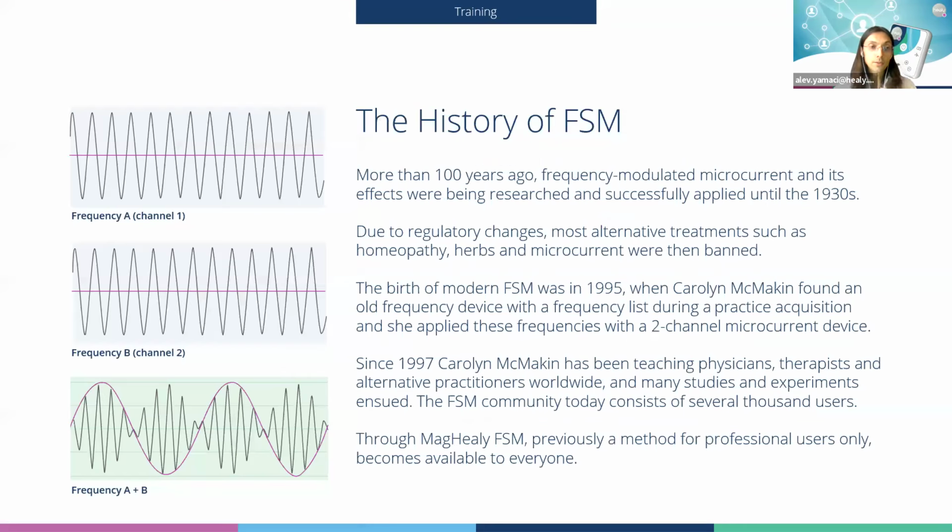Yeah, and here's some history. So more than 100 years ago, frequency modulated microcurrent effects were being researched and successfully applied until 1930, so the 30s. Why? Because there were regulatory changes.